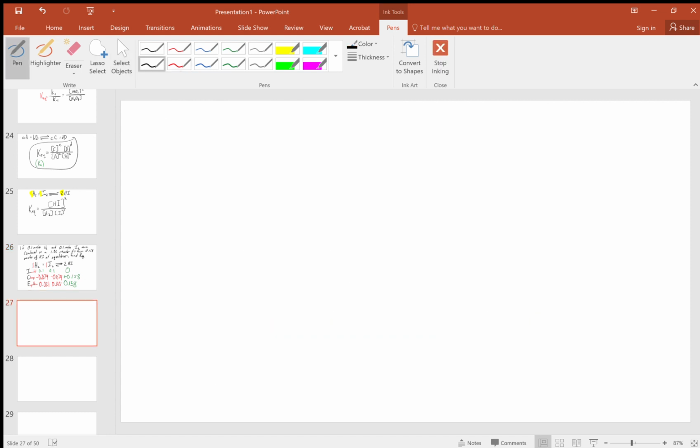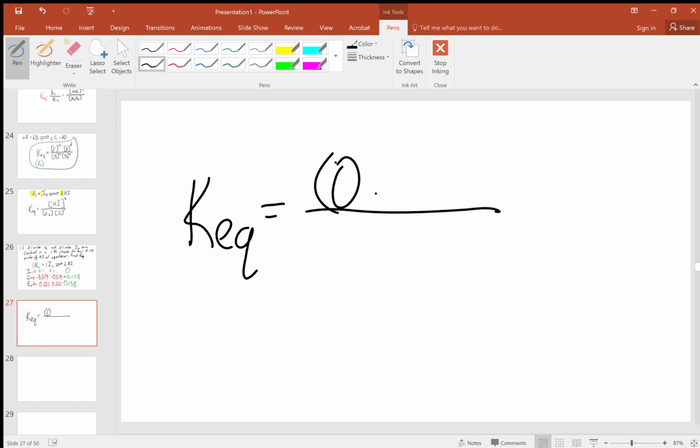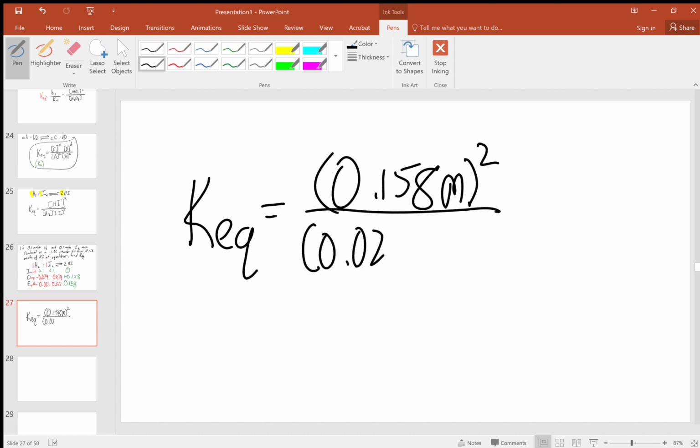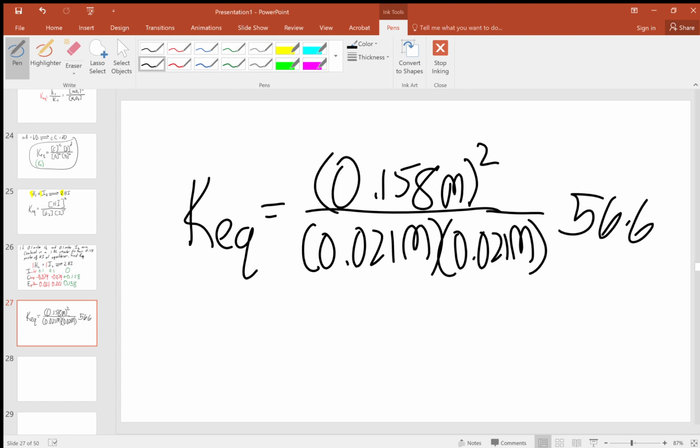So now we can calculate our equilibrium constant for this reaction. KEQ is equal to our concentration of the product squared over our concentrations of the starting materials. And we get 56.6. And you can see our units here will all cancel out, and that's typical for equilibrium expressions, is they end up being unitless.